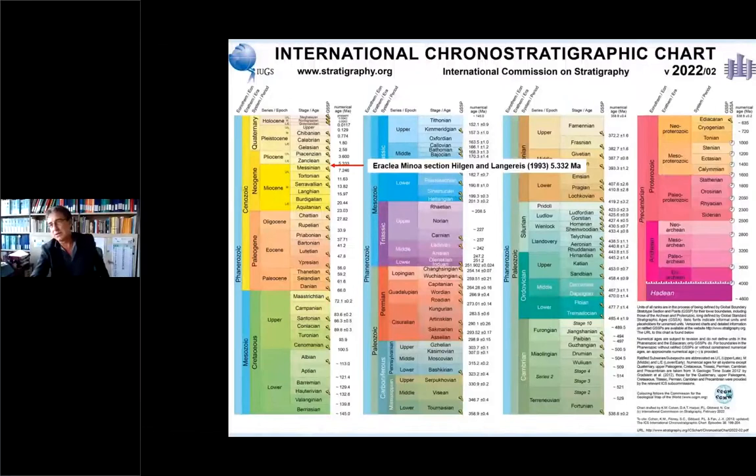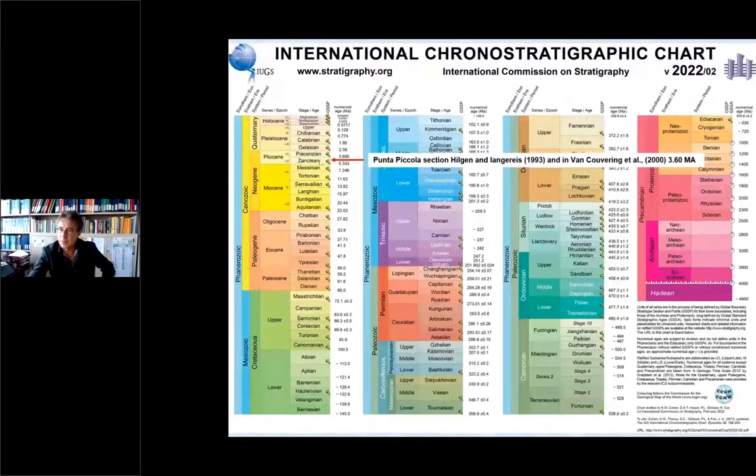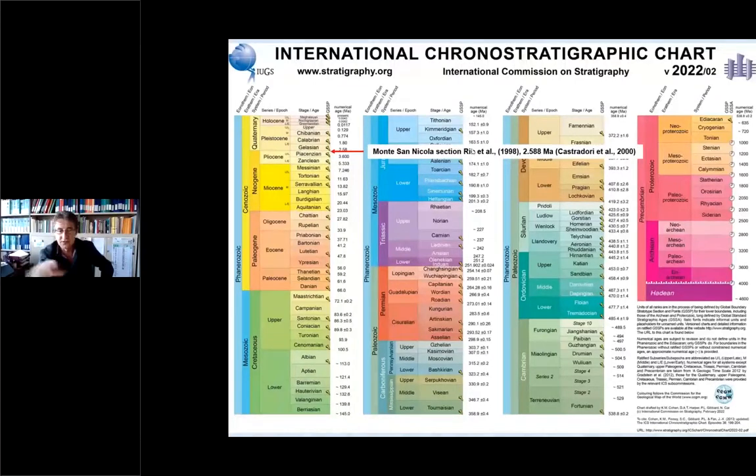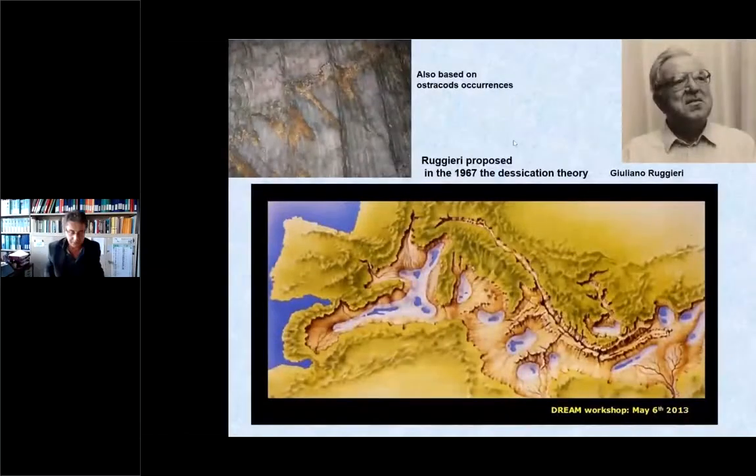So in Sicily, we actually have three GSSP stratotypes: the Heraclea Minoa section, proposed by Langereis for the first time in 1993. We also have the Punta Piccola section, where we propose the Zanclean-Piacenzian boundary, and the Monte San Nicola section, proposed by Rio et al. and Castradori in 2000. It is really important to start with the base of the Zanclean, which was proposed on the basis of the end of the Messinian salinity crisis.